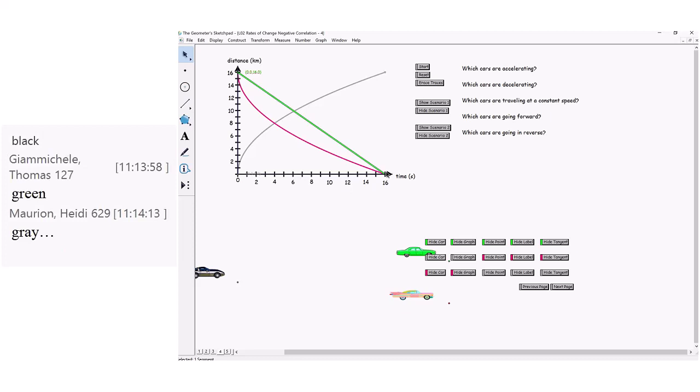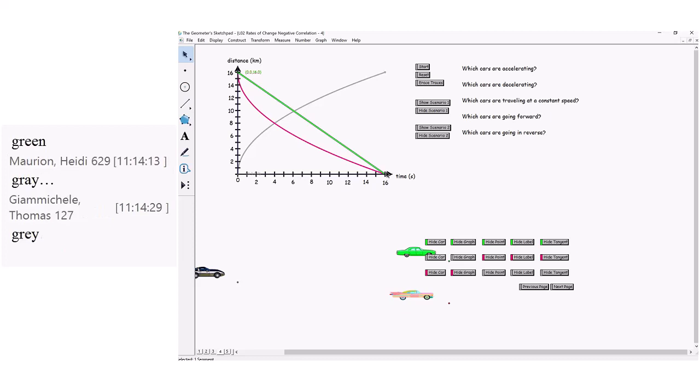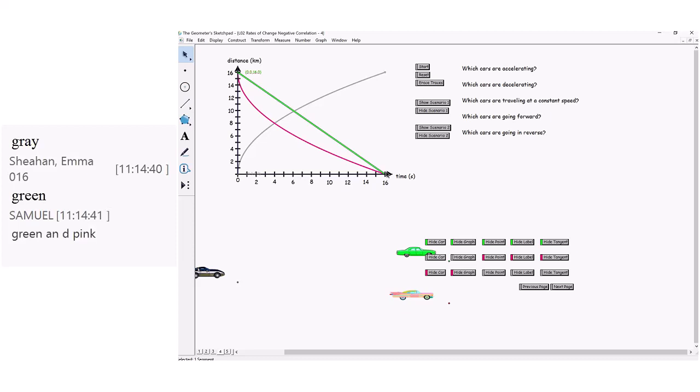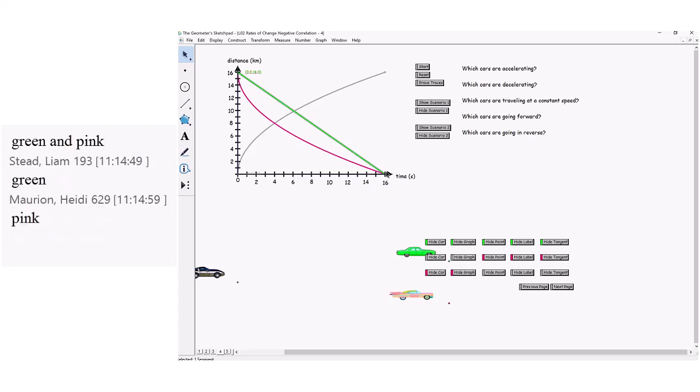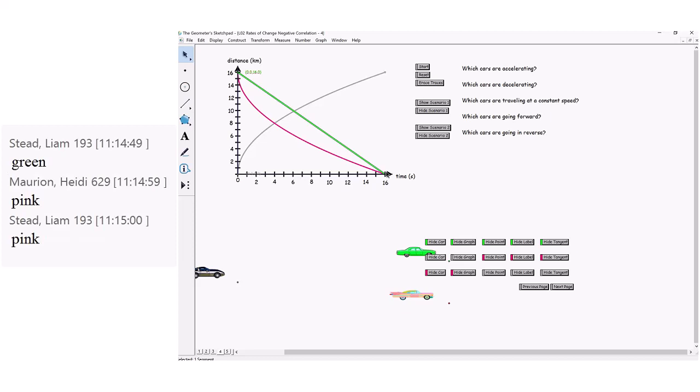Anybody else want to type something? Car moving forward has positive correlation. Nobody else wants to try? Okay. Now, the cars moving backwards would have negative correlation. Which curves have negative correlation? Anybody else? So green has negative correlation, but so does another one. Everyone has listed green and pink.